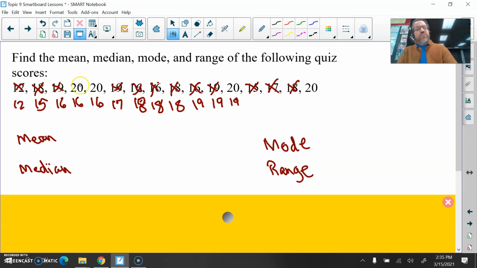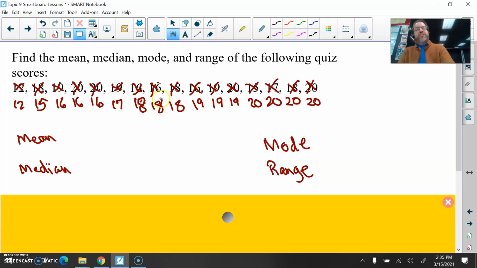All right, then the 20. 1, 2, 3, 4. Oh, good. We have 4 students with perfect scores on this quiz. Must have been a pretty easy quiz, huh?